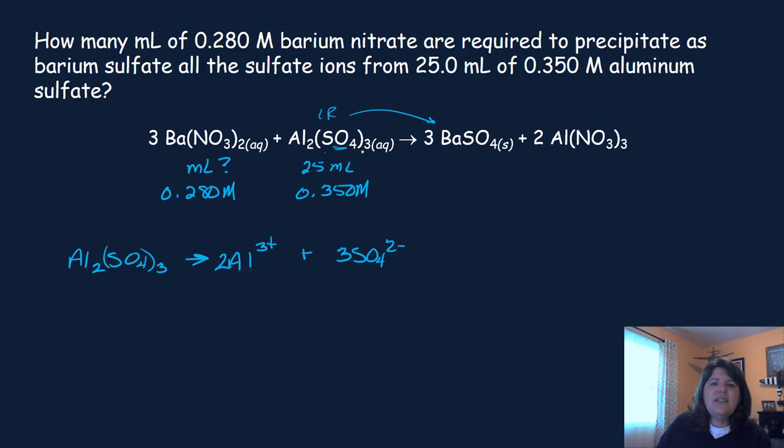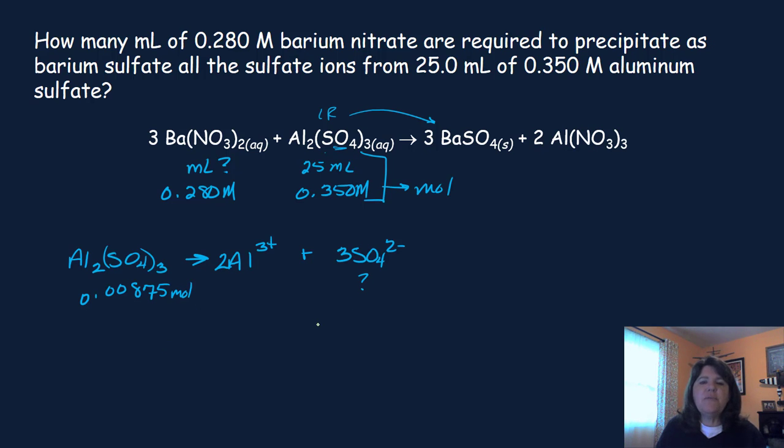Now if I use these two numbers to find the moles, that's going to be the moles of aluminum sulfate. So go ahead and pause the video and see if you can come up with the number of moles of aluminum sulfate, just like we did on the last 2 problems. When I calculated the amount of aluminum sulfate, I found out I had 0.00875 moles of aluminum sulfate.